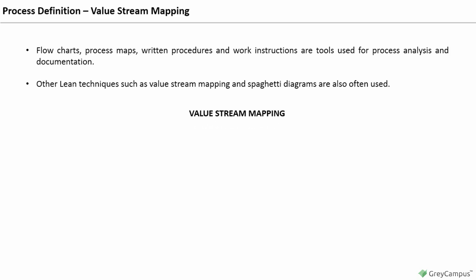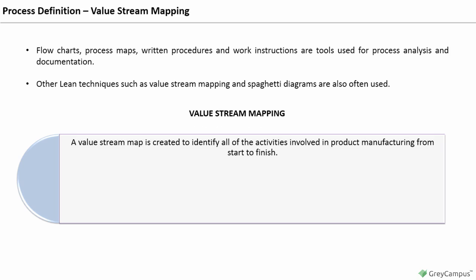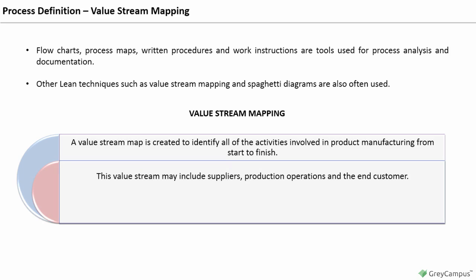Value stream mapping. A value stream map is created to identify all of the activities involved in a product manufacturing from start to finish. This value stream may include suppliers, production operations, and the end customer. VSMs typically focus on material and information flow. For product development, value stream mapping includes the design flow from product concept to launch. This is the large view, looking at the entire system for improvement opportunities.